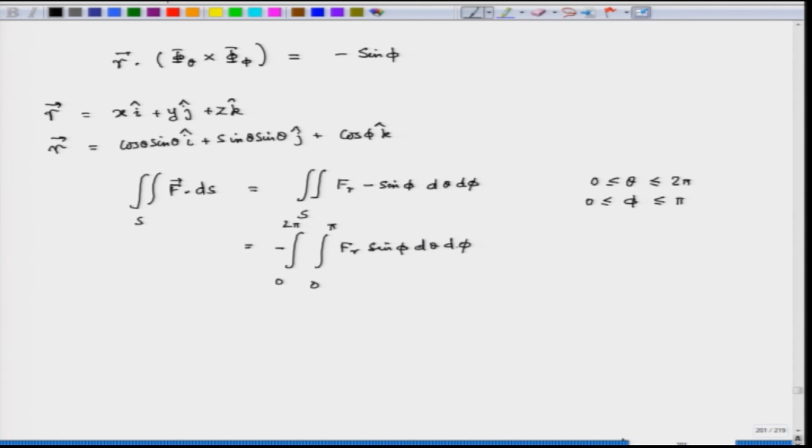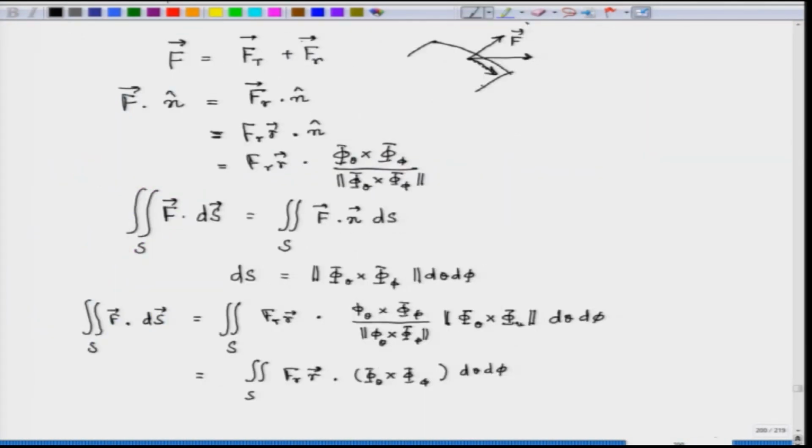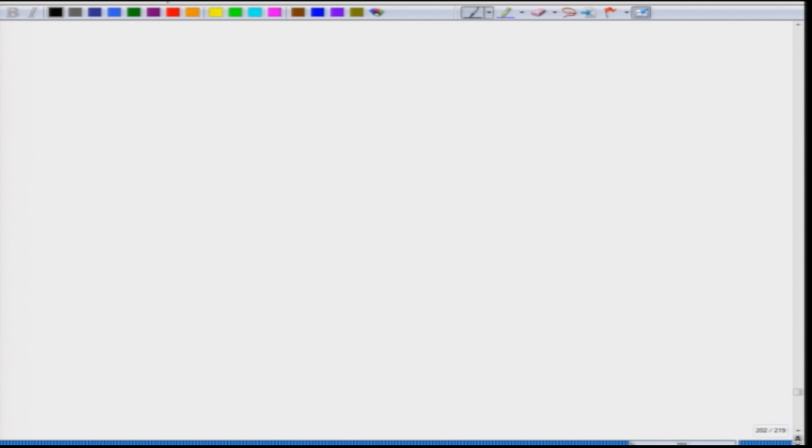So, I believe that there would be a minus sign here in the problem. I do not know why they give it; I do not understand why they had not put a minus fr. There should be a minus fr. So, this is a calculation of a surface integral.